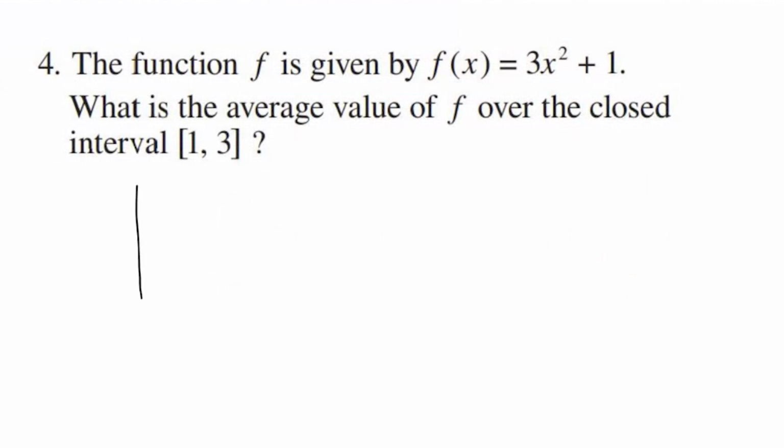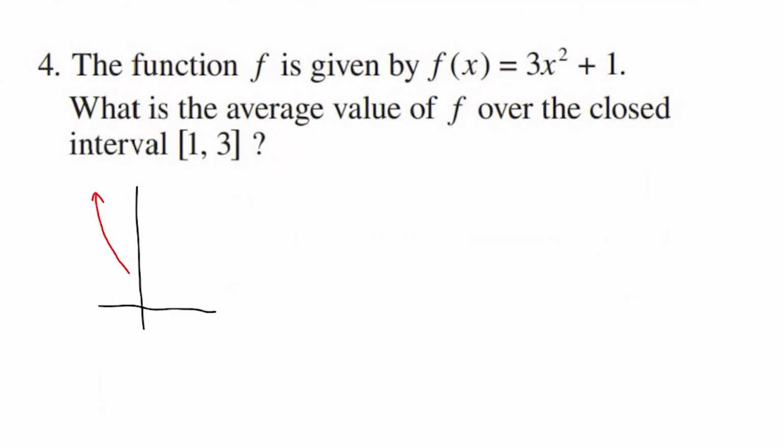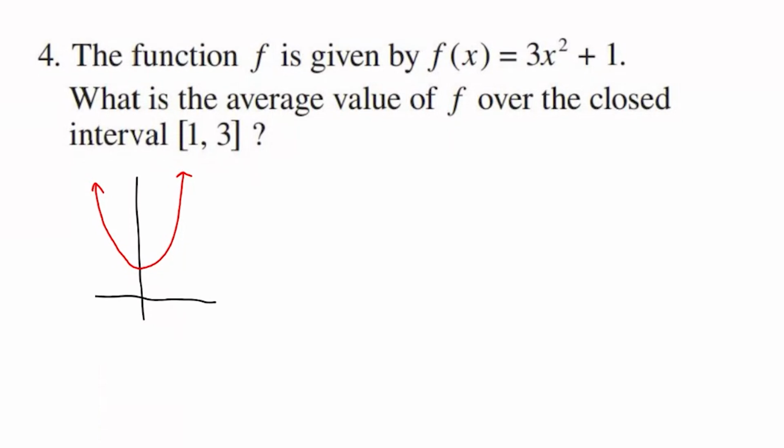Just to give you a little visual of what's happening here, 3x squared plus 1 is a parabola with a y-intercept of 1. Looks something like this. I'm not going to put any more detail on that. I just want to give you a quick visual. And we're going to find the average value from 1 to 3. So if 1 is roughly here and 3 is somewhere over here, we want to take all these points along the function, and it's sort of like we're adding them up and then dividing by how many there are. But there's a little bit of an issue with that because there are infinitely many points. We can't really divide by infinity, can we?